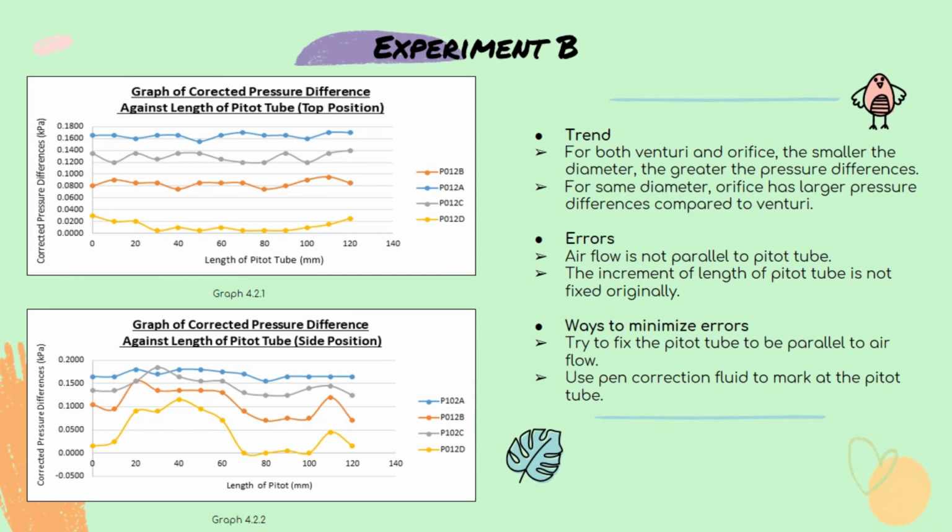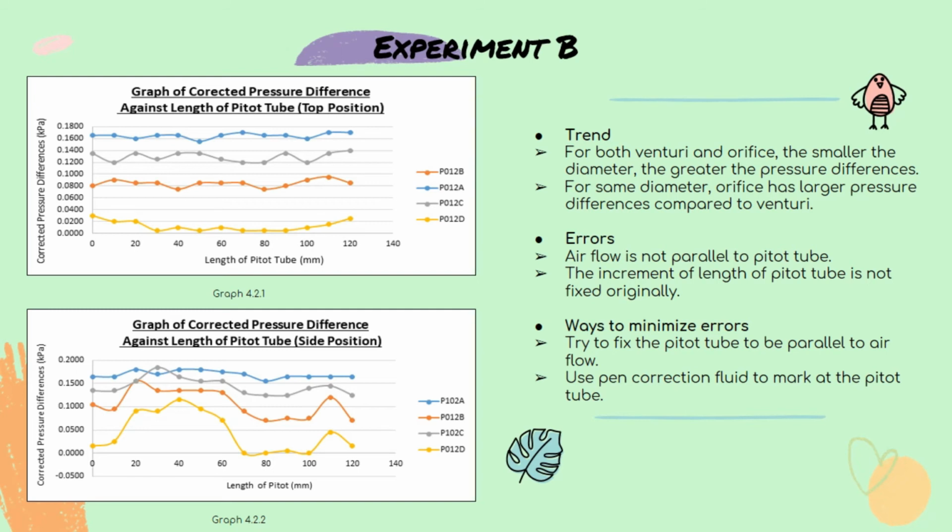In experiment B, the results of 4 types of venturi and orifice is compared, and the trend can be seen. In both venturi and orifice, the one with smaller diameter will obtain a larger pressure difference. If compared in terms of diameter, orifice has larger pressure difference than venturi. This can be explained as the smaller diameter, the fluid flows faster, and kinetic energy increases, then more pressure drops.